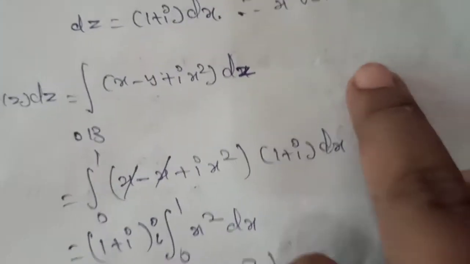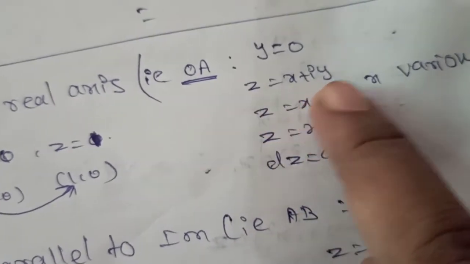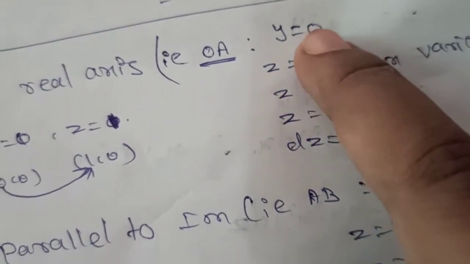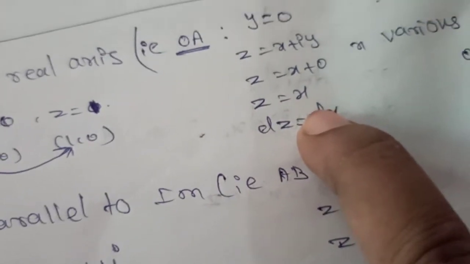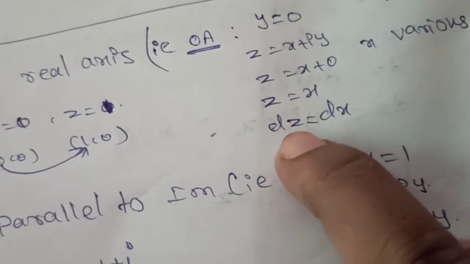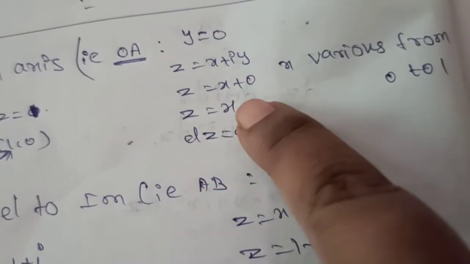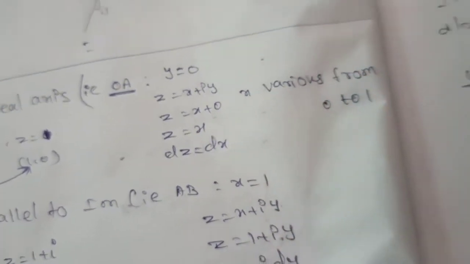Along OA, the y value is equal to 0. Then z equals x plus i y; substituting y equal to 0, the second term becomes 0. Therefore z is equal to x. Taking differentiation on both sides, dz is equal to dx. So in this z value you can replace it by x. Next we can find the x value limits. So what are the x value limits?